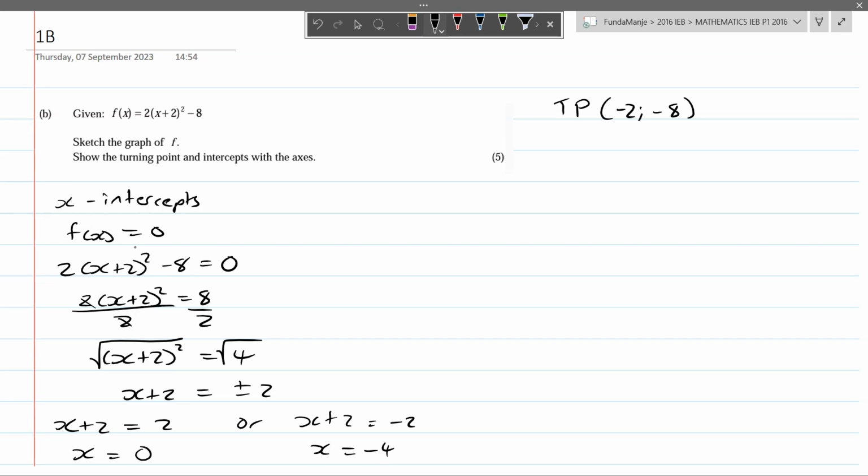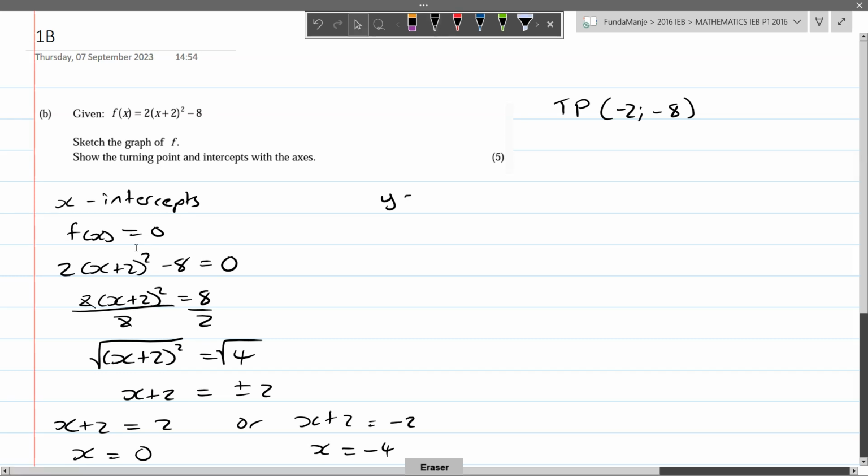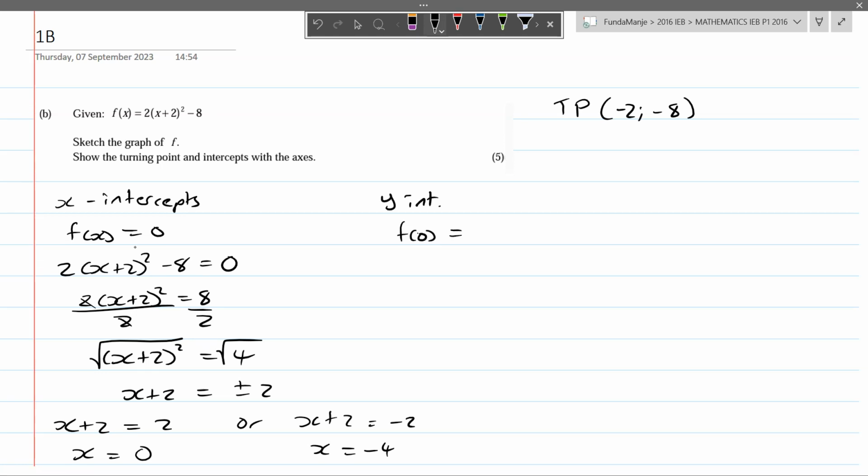To get the y-intercept, we simply make x 0. So we're finding y when x is 0, this will be equal to 2(0 plus 2) squared minus 8. This will give us 2 squared is 4, 4 times 2 is 8, and 8 minus 8, that will give us 0. So that's our y-intercept, these are our x-intercepts, and that's our turning point.